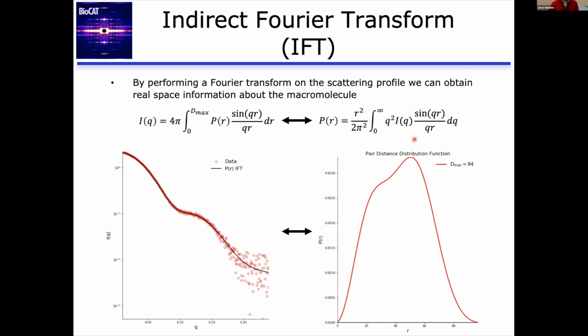I'm showing you the equations here. We'll go over in more detail what these do and what the P of R function means, but essentially you can go either way. You can go from the P of R function and transform it back to I of Q, or you can go from I of Q and transform it back to P of R. You may see these sometimes with factors of 2 and pi in different places, depending on people's preferences, but these are the basic equations. You go from this data here, transform it into this P of R function, and then transform that P of R function back into this black line, which is the smooth fit to the data.